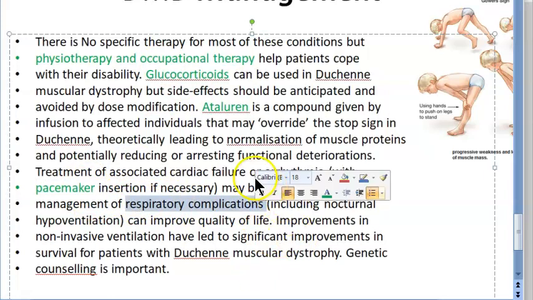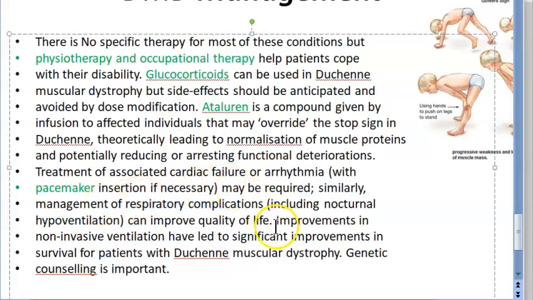So how will you manage respiratory complications? They are not able to breathe, which means you have to give oxygen and any ventilation kind of a thing, right? So you will have to manage the respiratory complications. Improvements in non-invasive ventilation have led to significant improvement in their survival. Genetic counseling is important so that this boy does not go and procreate. Is that the right word to use?